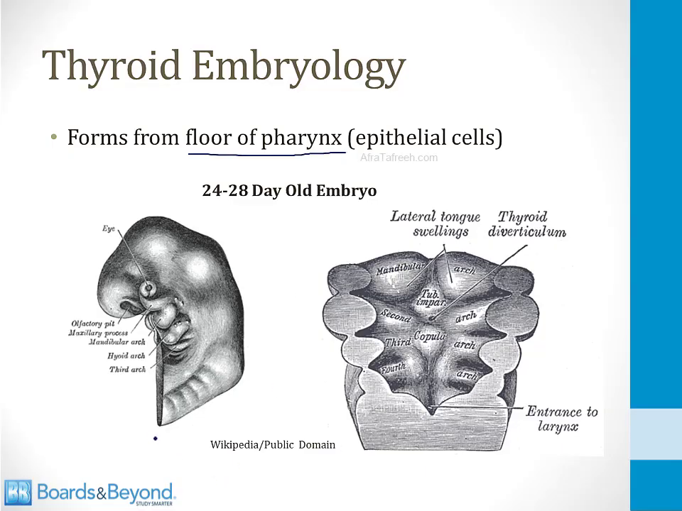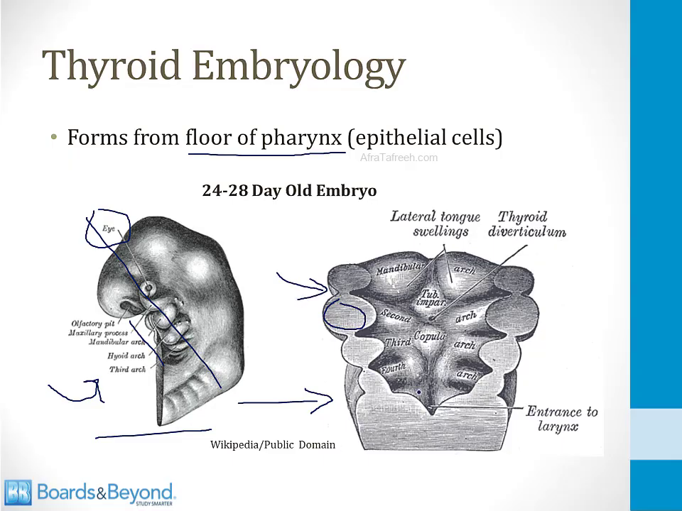If we look at the drawing on the bottom left side of the screen here, this is an illustration of a 24 to 28-day-old embryo, and there are structures here like the eye that you may recognize, and in the middle of the embryo there are these bumps, and those are called the pharyngeal arches. If we were to dissect this fetus and look down on it in this direction, we would see something like this picture on the right side of the screen. Each of these bumps here is one of the pharyngeal arches. These are called the pharyngeal grooves between each arch.